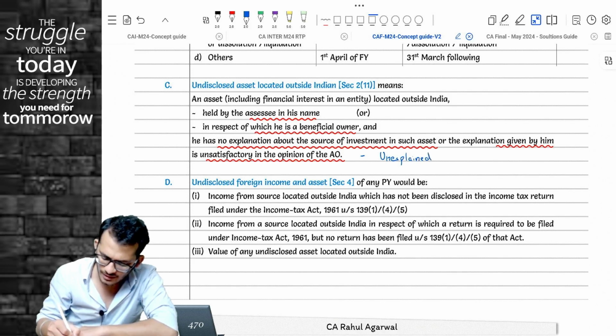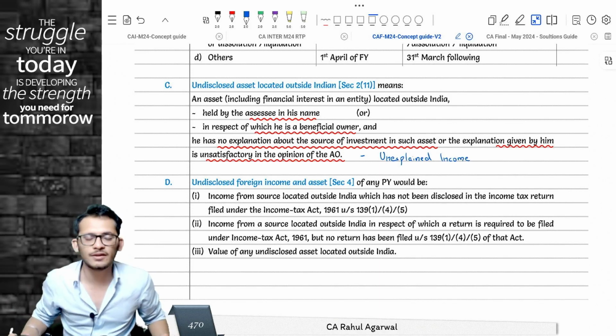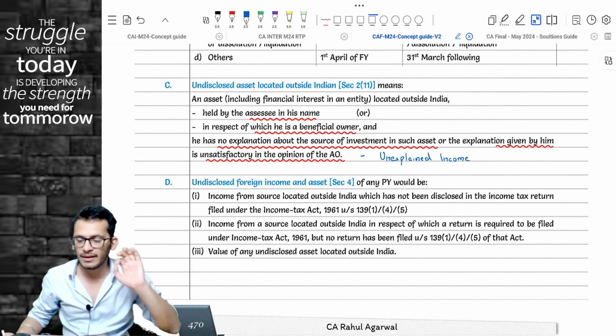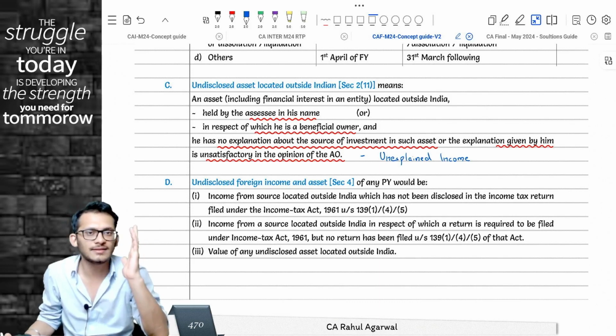Yes, in unexplained income, I gave you a short summary, right? In the summary, we spoke about the fact that in the exam, whenever you see the word unexplained, meaning something which is not explained or something which is explained but is not satisfactory, directly tax it at 78%. Same thing they've given here.